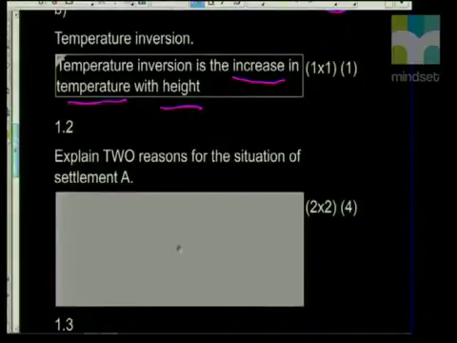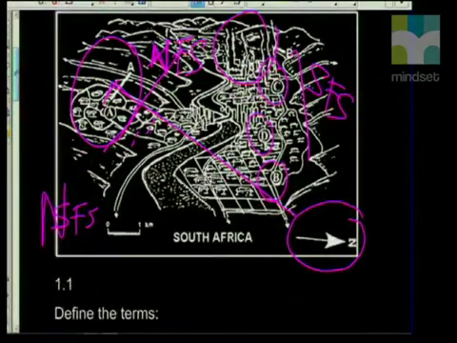Explain two reasons for the situation of settlement A. Now, learners, you already picked it up by studying your resource. If we look at this diagram, why is A situated here? Already we picked up one point: it's the north-facing slope. Therefore it's receiving more direct sunlight, because that's the north. So it's facing north, the sun is coming through, shining directly.